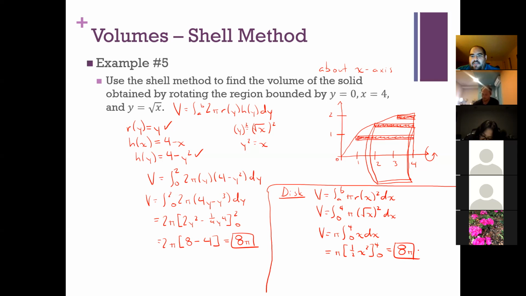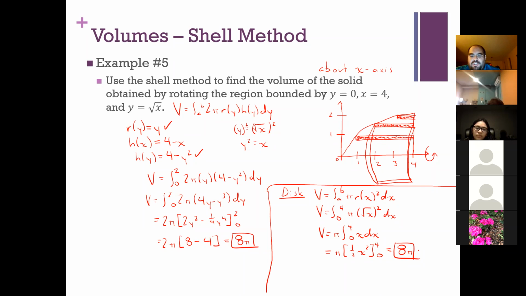Because I'm squaring the function, I'm just integrating x, which is really straightforward. So in this particular case, we have some good options, and really the disk method would have been a little more straightforward. So now that you have both of these tools, you might run into situations where it's worth exploring which one of these things would be better to do.